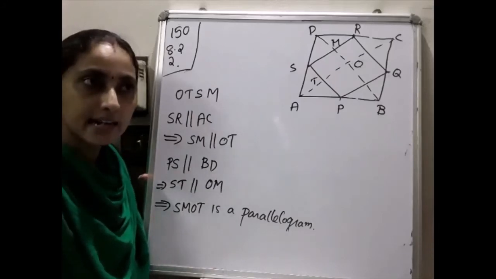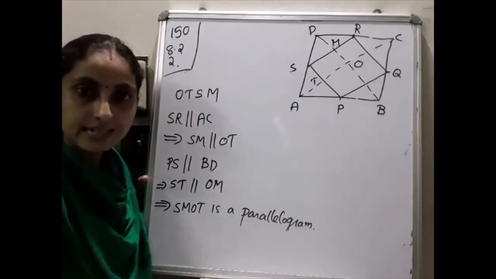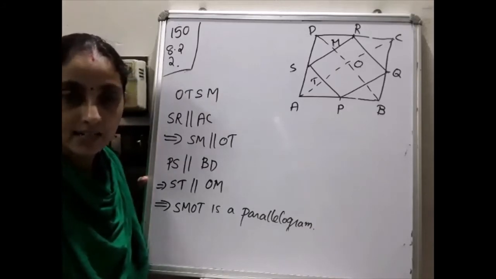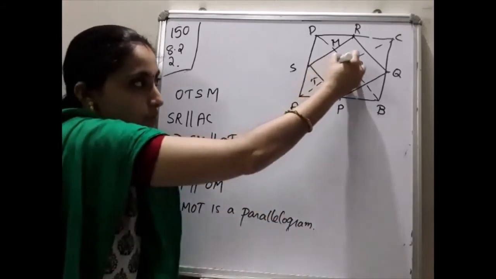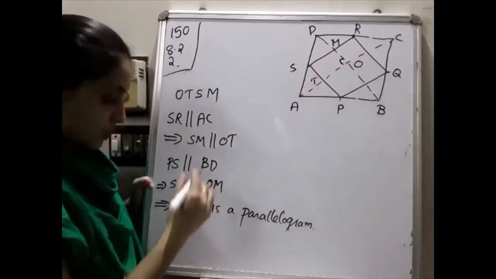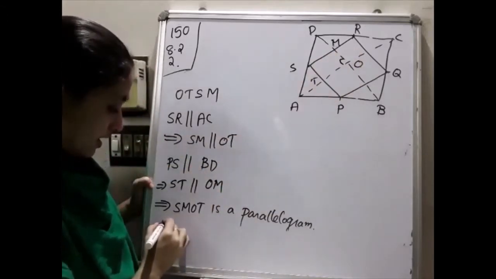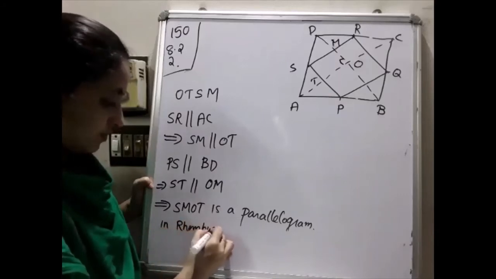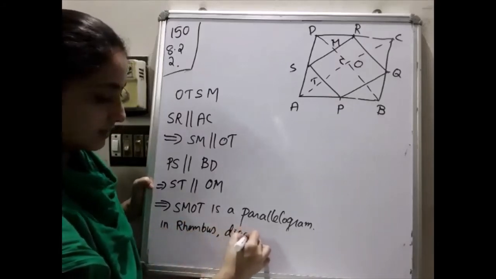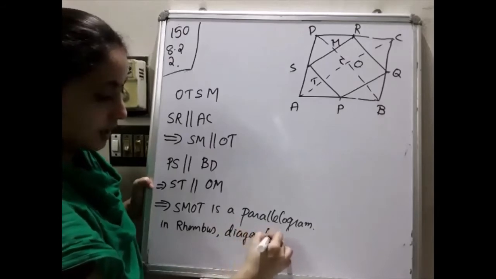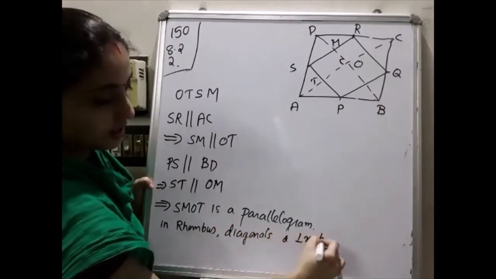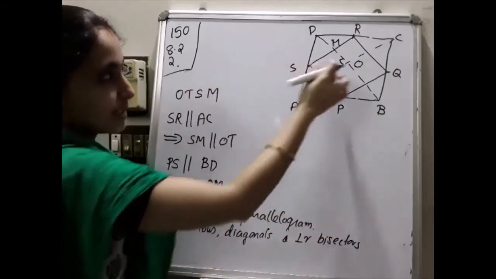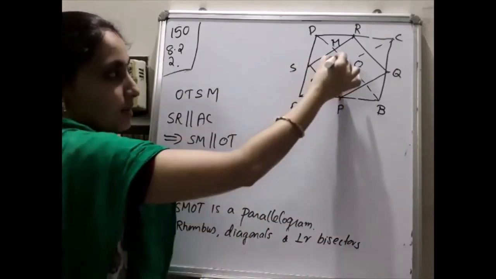But you already studied that in a rhombus the diagonals bisect each other. That is, the diagonals are perpendicular bisectors. You already studied. That means this angle should be 90 degrees. So you have to write that in a rhombus, diagonals are perpendicular bisectors. So this angle should be equal to 90. I will mark it as angle 1 there.